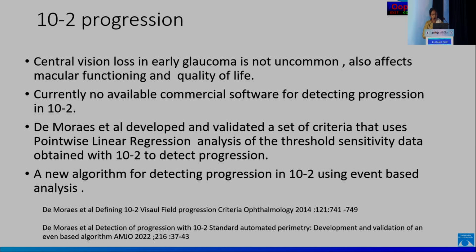So how do we assess progression on 10-2? We know that the central vision is affected early in glaucoma, and that it is not so uncommon, which can ultimately affect the macular function and the quality of life. Currently, there is no available commercial software for detecting progression in 10-2. Chauhan and Morris et al. developed and validated a set of criteria that uses point-wise linear regression analysis of the threshold sensitivity data to detect progression.